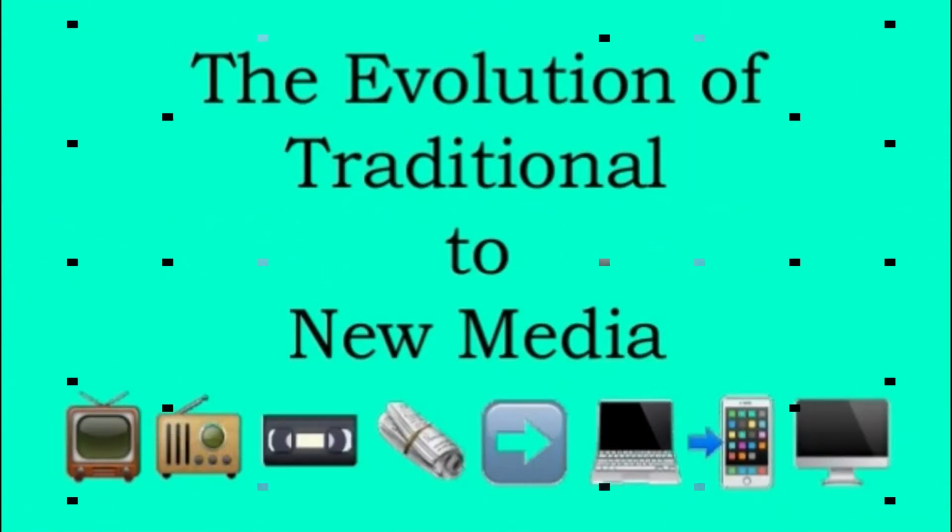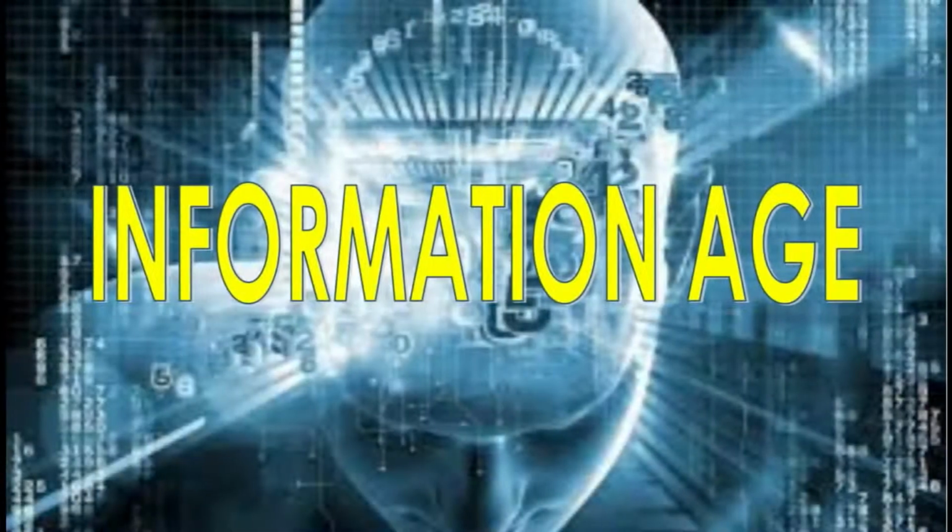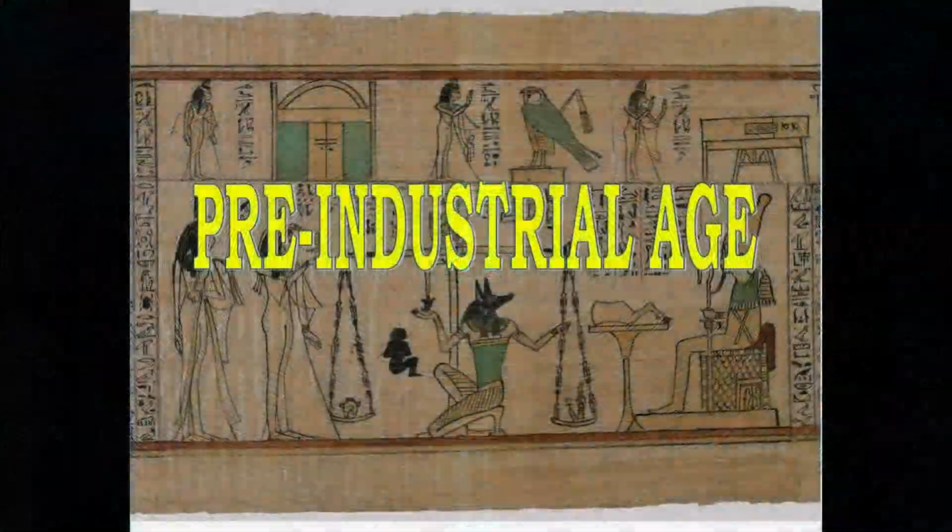Hello guys! Today we are going to discuss the evolution of traditional media to new media. We are about to discuss four ages in this lesson: the pre-industrial age, the industrial age, electronic age, and the information age. First, I will discuss the discoveries in these different ages. So with no further ado, let's start with the pre-industrial age.